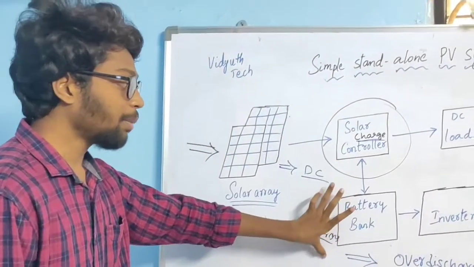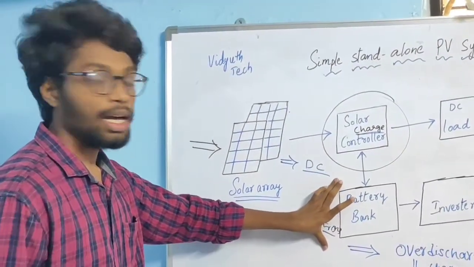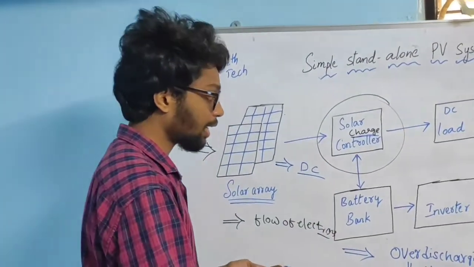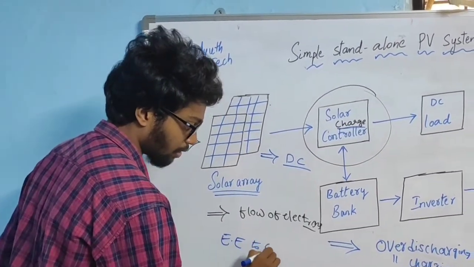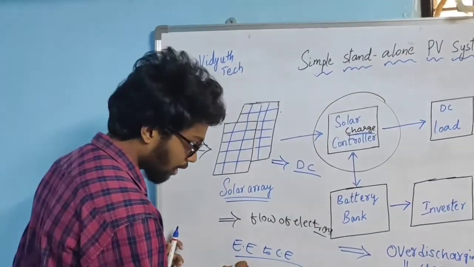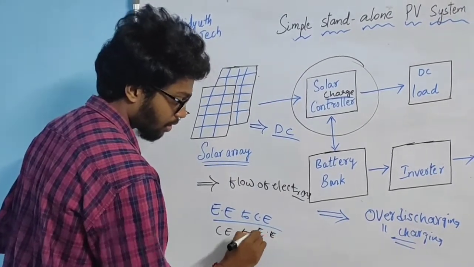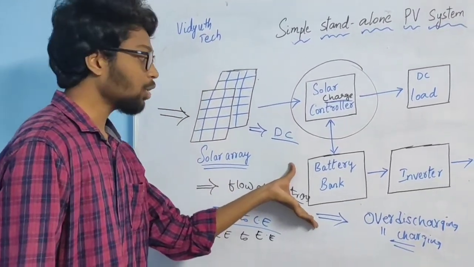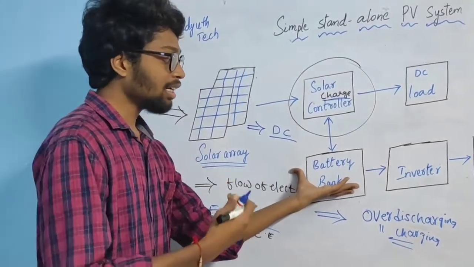Battery bank. Whenever it is going to charge, it is going to convert electrical energy into chemical energy. Whenever it is going to discharge, it is going to convert chemical energy to electrical energy. That's what battery does. It is going to store electricity in the form of DC, not in the form of AC. AC cannot be stored.